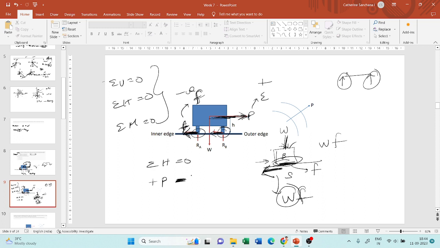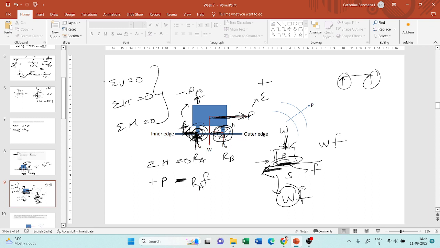In the same way, this tire has a vertical force of RA, which is the reaction of the pavement on the tire. The horizontal force due to this vertical force will be RA into f, right? Similarly, there is one frictional force here. This has a vertical force of RA, and this has a vertical force of RB, so both these have to be added.